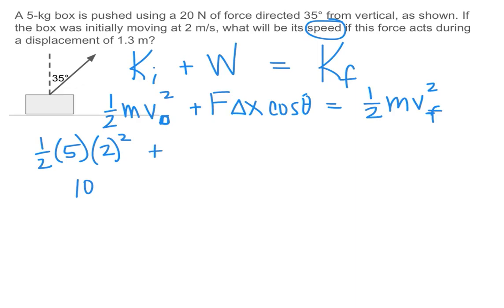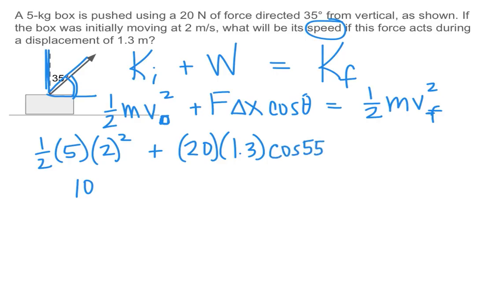And then I have a force of 20 newtons being applied as the object moves 1.3 meters. But again, those are not in the same direction, so I need to use an angle here. Now, the angle that I was given is 35 degrees, but that's the angle between up and my force. My object isn't moving up. My object is moving to the right. It's being pulled to the right. So this is the angle that I need. That's where the cosine of that angle is going to tell me how much force is pushing with the motion. So I'm going to use the cosine of 55 in my setup.